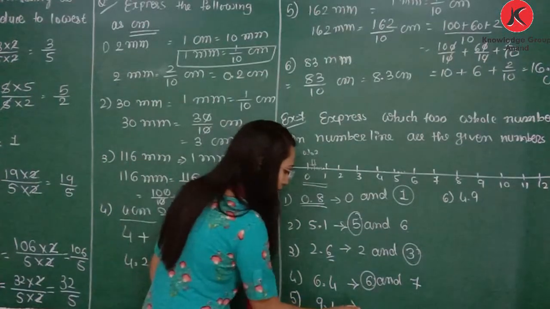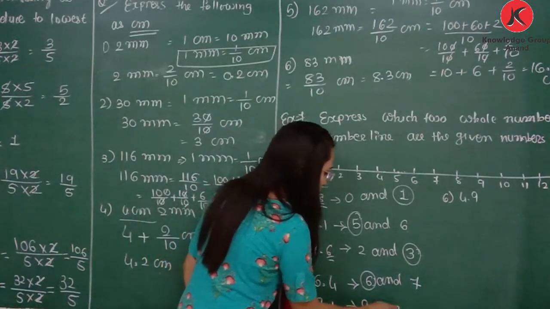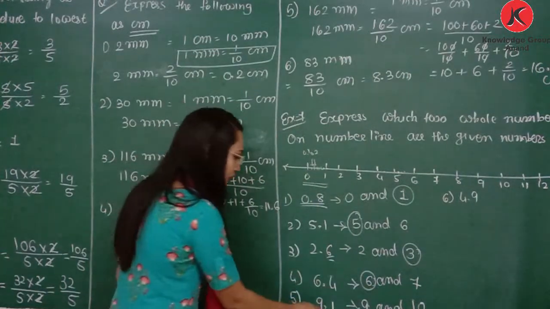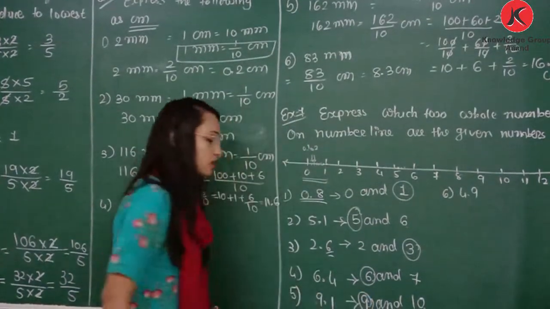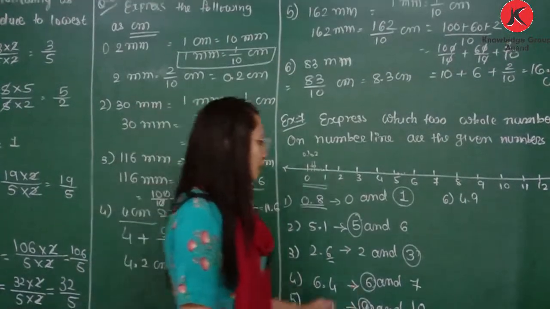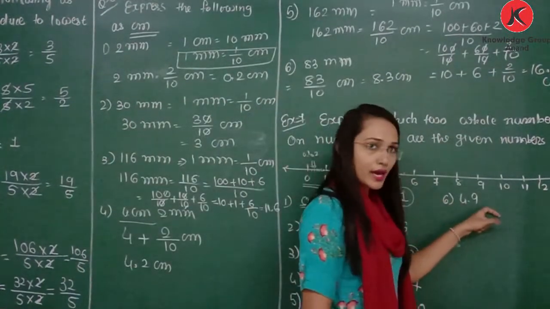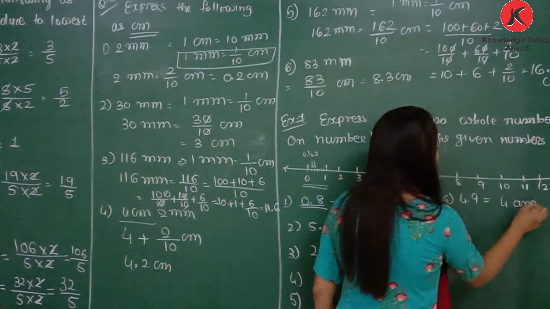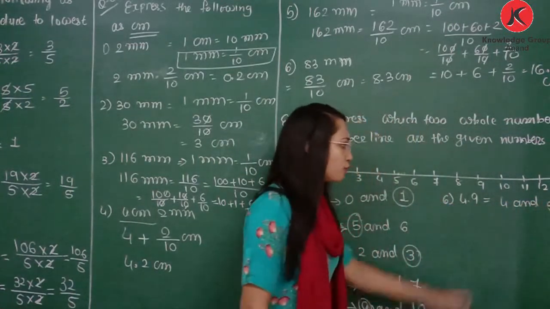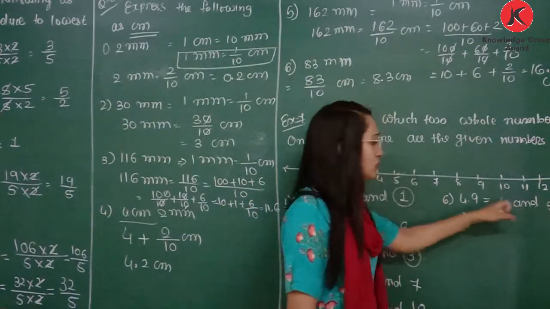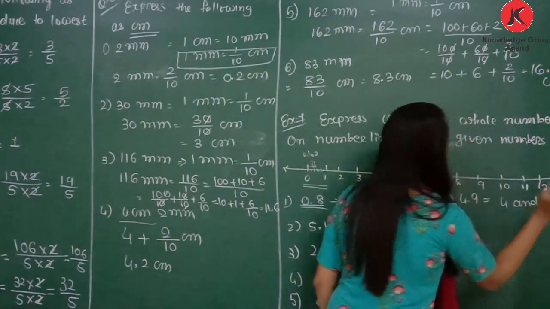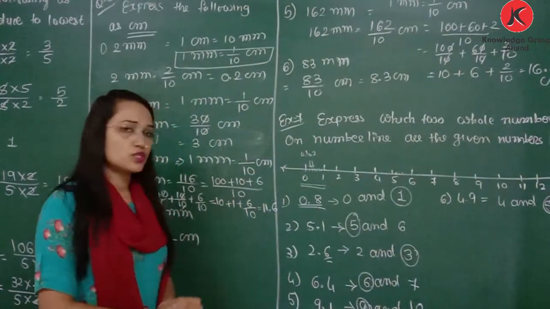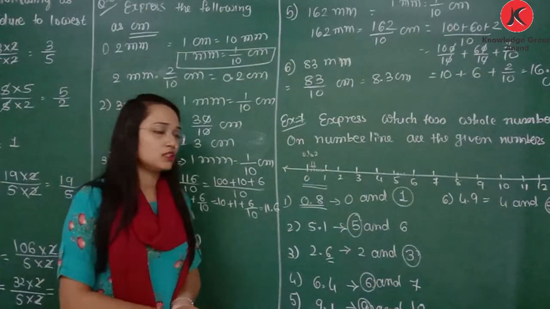Now 9.1 lies between 9 and 10. So from 9 and 10, which one is nearer to 9.1? 9 is nearer to 9.1. Now next one, 4.9. So 4.9 will be between 4 and 5. Now for 4 and 5, which one will be nearer? That is 5. So these questions are there in your exercise 8.1. Still 3 questions are remaining, so we will cover it in a next video.